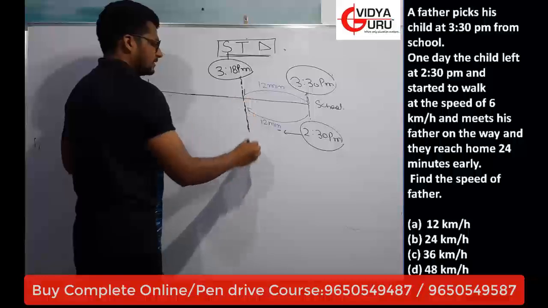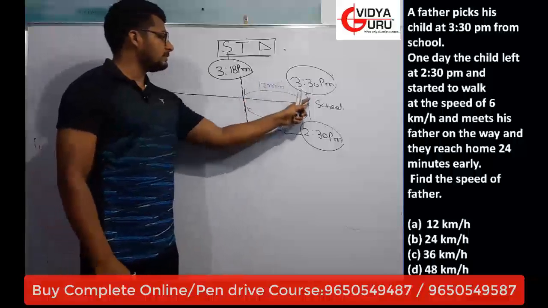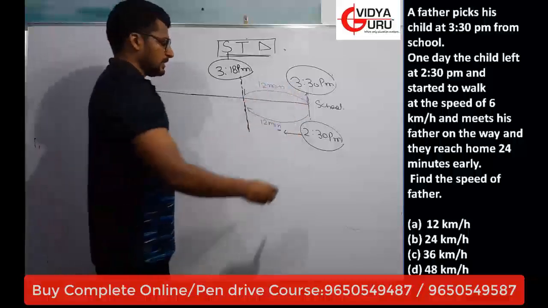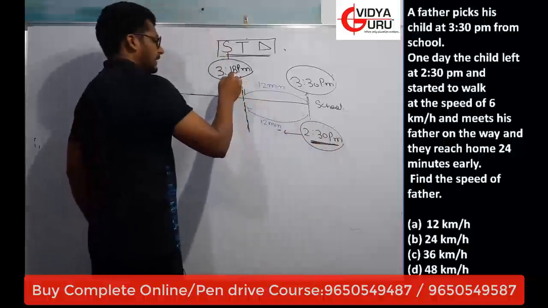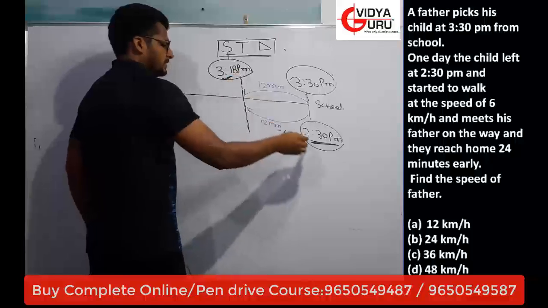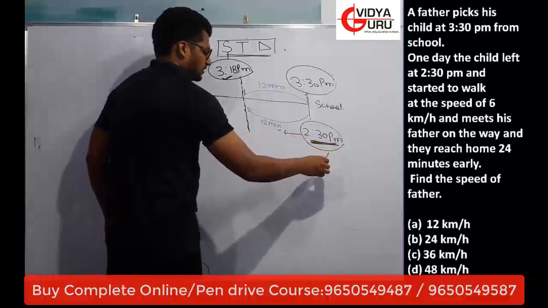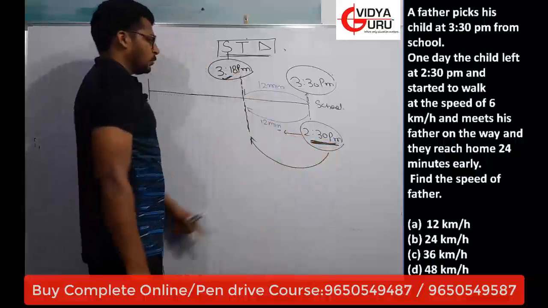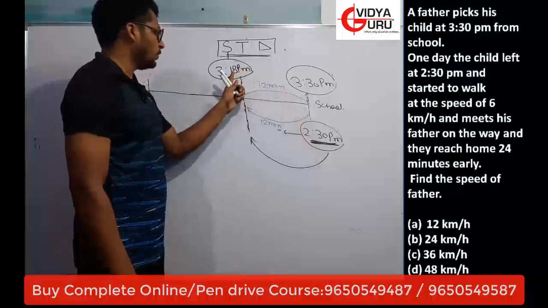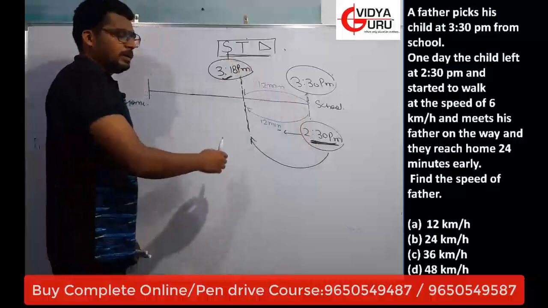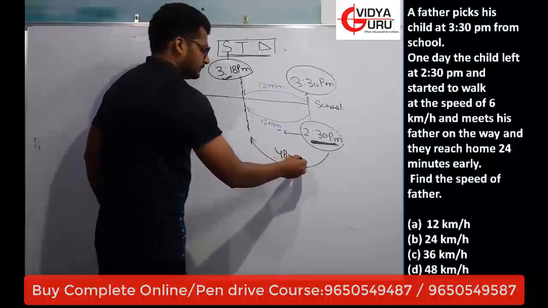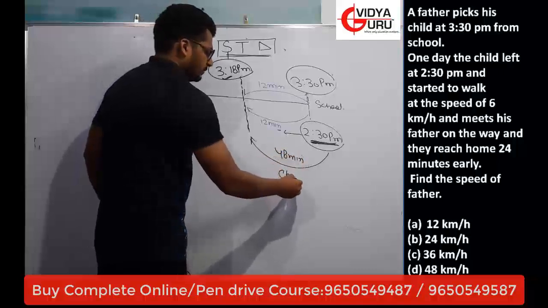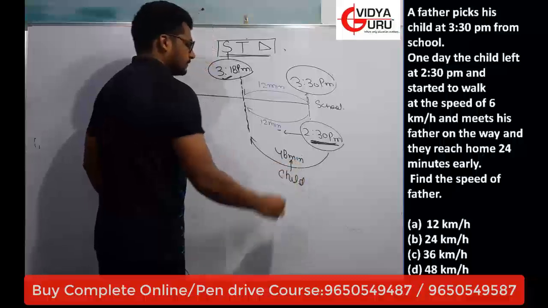So at 3:18 p.m. father reaches this point. This distance is covered by father in 12 minutes, but child left at 2:30 p.m. If father here is at 3:18 p.m. and child left at 2:30 p.m., so child has reached here in how much time? 2:30 to 3:18, what will be the time? 48 minutes. This is the time taken by child.